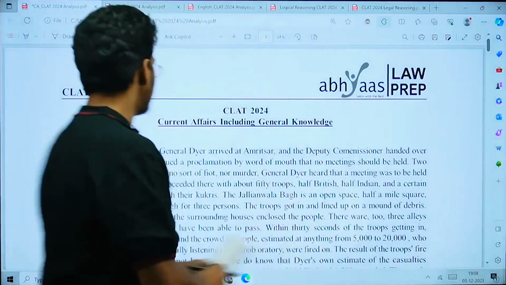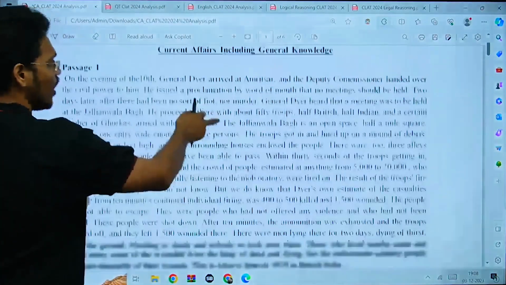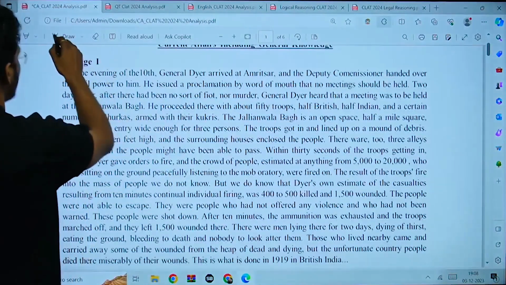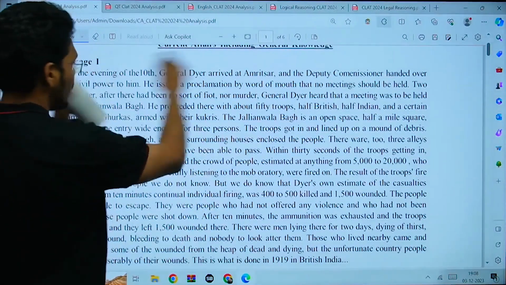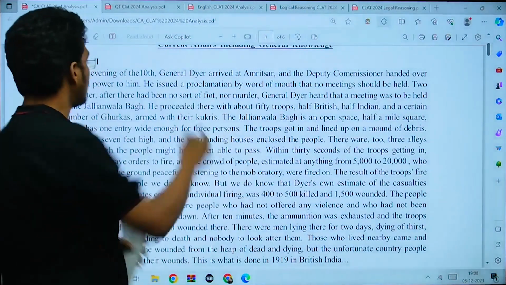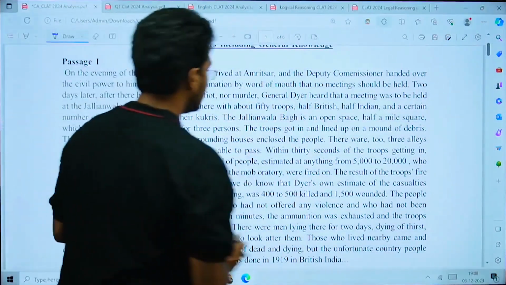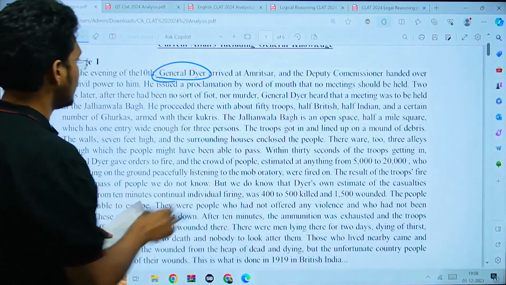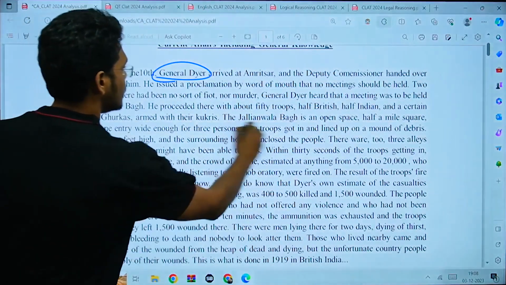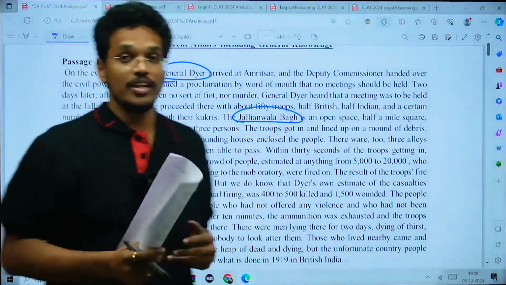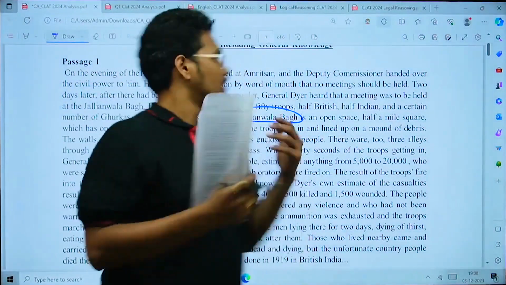The first passage is about the Jallianwala Bagh massacre. By reading the passage itself, you can see it is about General Dyer and Jallianwala Bagh, which is given in the passage itself. So let us look into the questions, whether we are able to answer them or not.